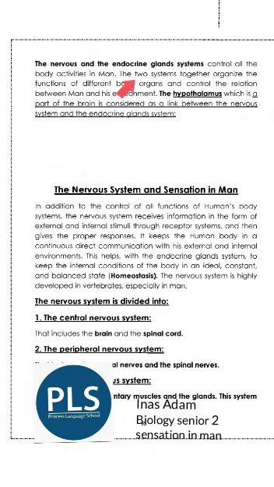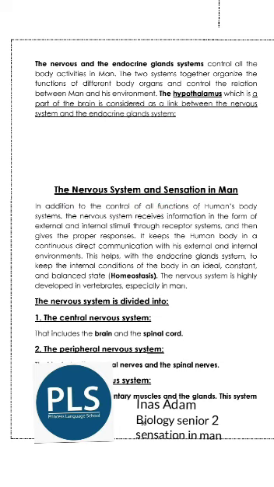The nervous system and the endocrine gland system control all the body activities in man, and the two systems together organize and coordinate all functions of different body organs and control the relation between man and his environment. There is a connection between the nervous system and the endocrine glands, which is considered a link and is called the hypothalamus. Now let's study the nervous system and its relation with sensation in man.